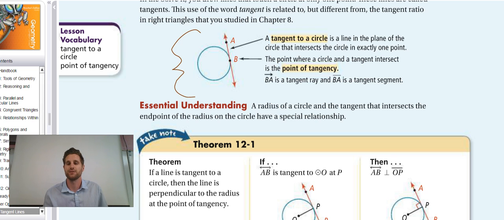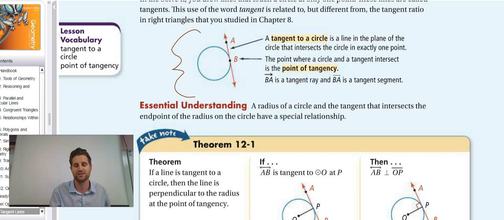Tangent is not related to our ratios like sine, cosine, tangent when we're talking about our circles, but tangent has something to do with our circles. So draw this picture and draw these two definitions, but a tangent to a circle is a line in the plane that intersects in exactly one location.